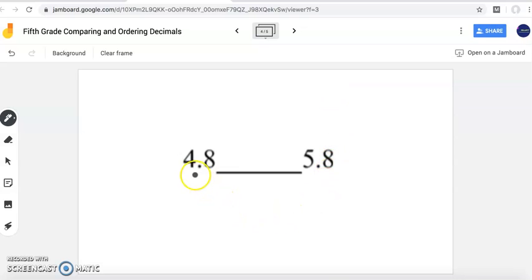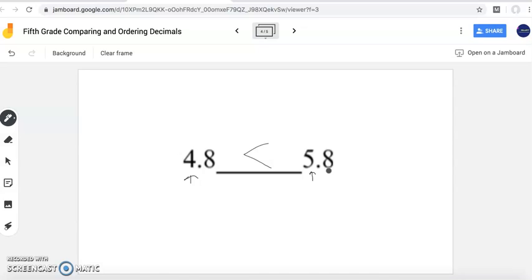For this next one, we have 4 and 8 tenths, and we also have 5 and 8 tenths. So just like the previous two problems, you're going to work your way from left to right. And I'm looking at my ones place, and I see that in this number, there's a 4, and in this number, there's a 5, which right away we can easily identify that 5 and 8 tenths is much larger than 4 and 8 tenths. So in this problem here, you can write this expression as 4 and 8 tenths is less than 5 and 8 tenths.